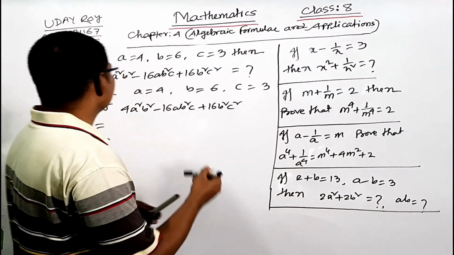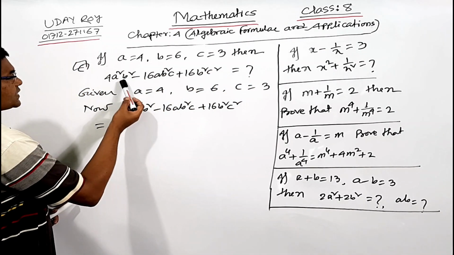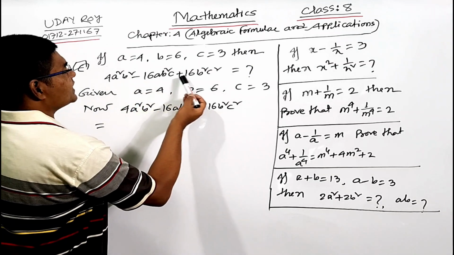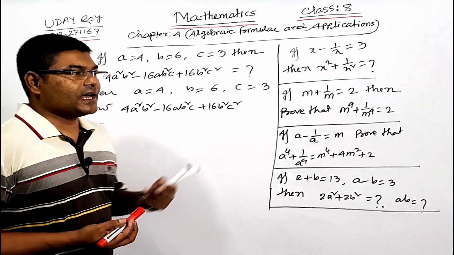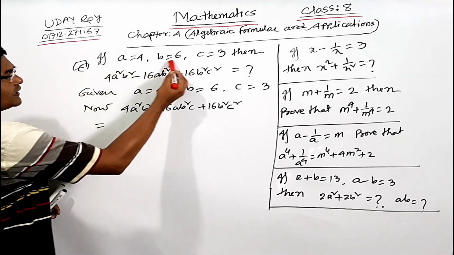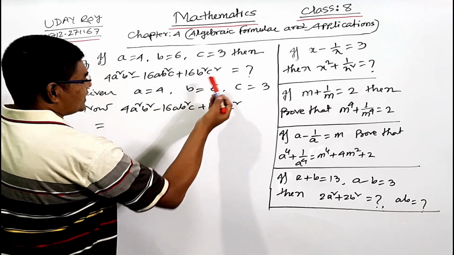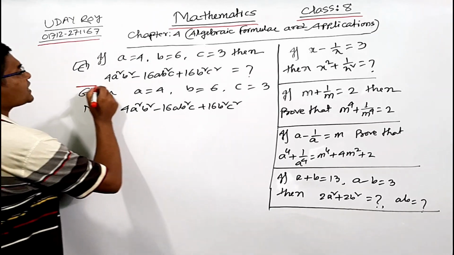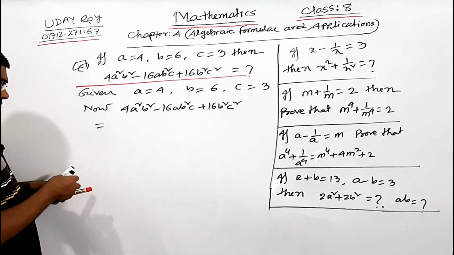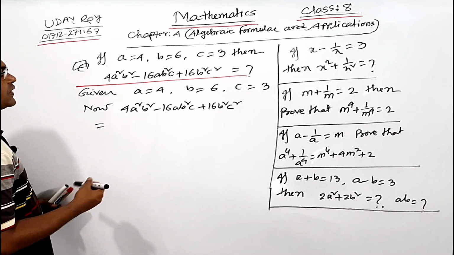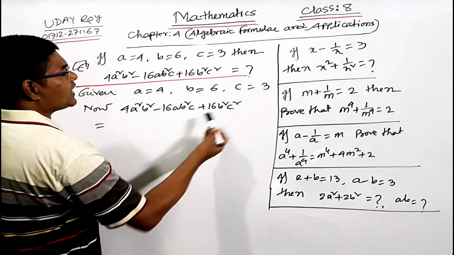You can see here, if a equal 4, b equal 6, c equal 3, then 4a square b square minus 16a b square c plus 16b square c square equal to what? If you can say this type of maths, you have to follow the given part carefully. So you can say 4a square b square, 16a b square c, 16b square c square. Before starting the maths, you have to write given at first. Then you can solve the maths easily.